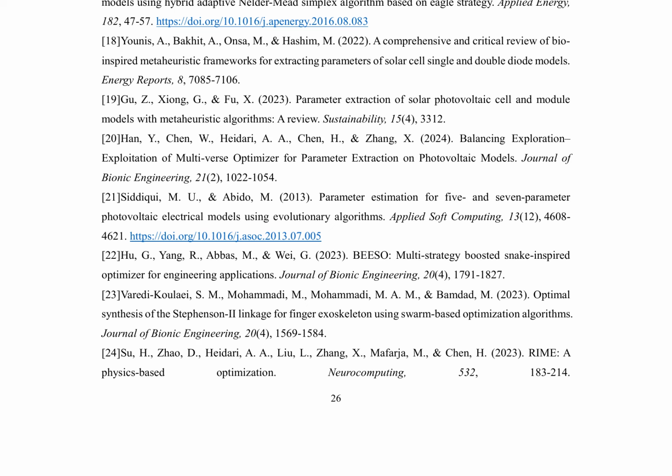The application of meta-heuristic algorithms for parameter extraction of solar photovoltaic cell and module models is also reviewed. This literature review provides a comprehensive overview of the state-of-the-art in parameter extraction methods for photovoltaic models, highlighting the diversity of approaches and optimization algorithms used in this field.